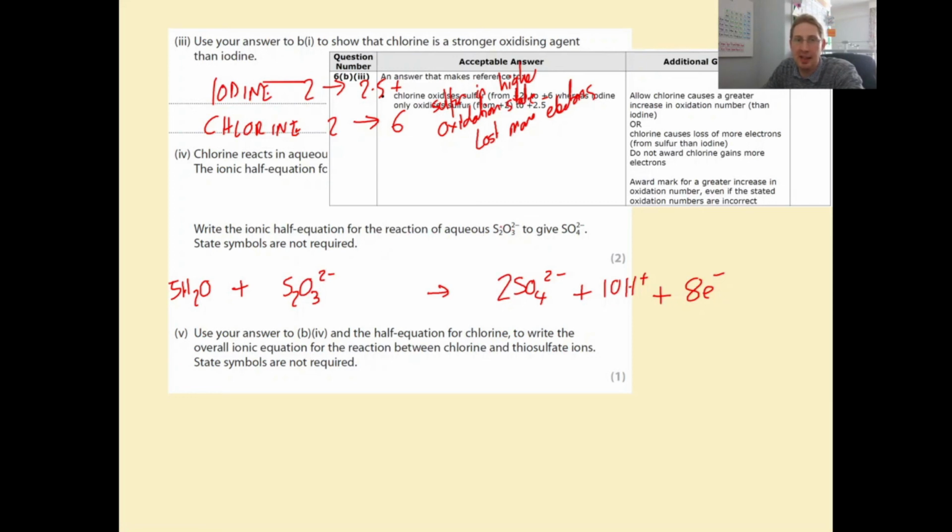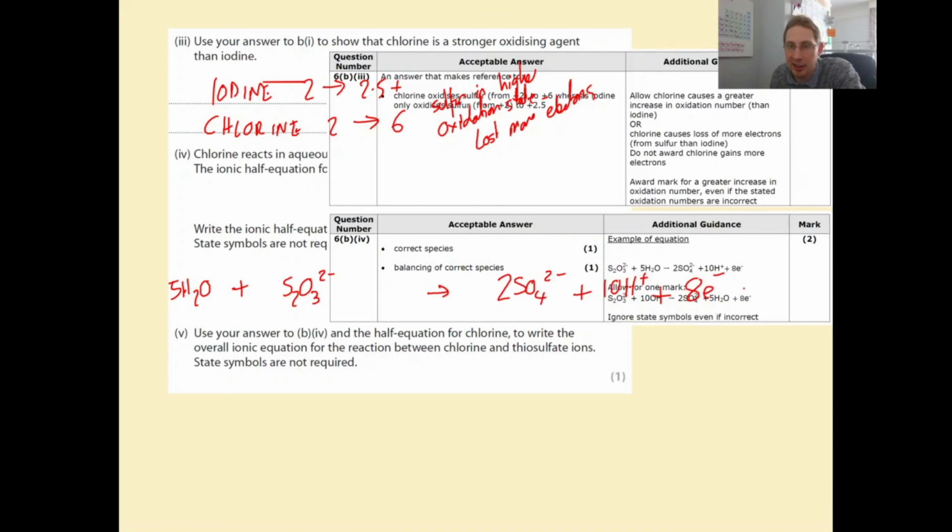This is being oxidized here. Oxidation is loss of electrons. The electrons are on the correct side. Just having a look. Yeah, so S2O32 minus, 5H2O, 2 of those, 10 and 8. Yeah, we got that all right. Just follow the procedure. Oxygens get balanced by waters, then you balance any hydrogens with protons, and finally balance the charges using electrons.